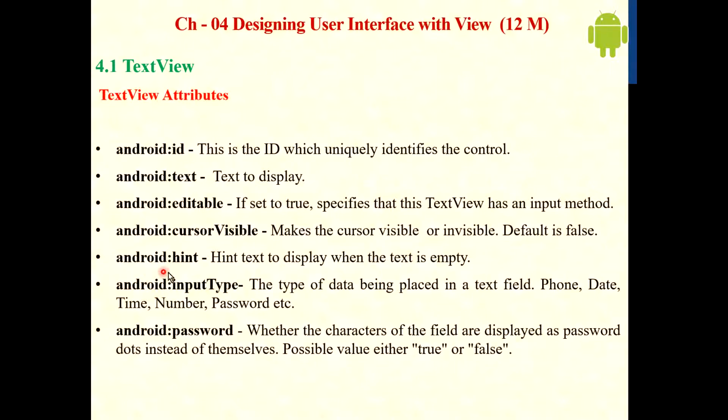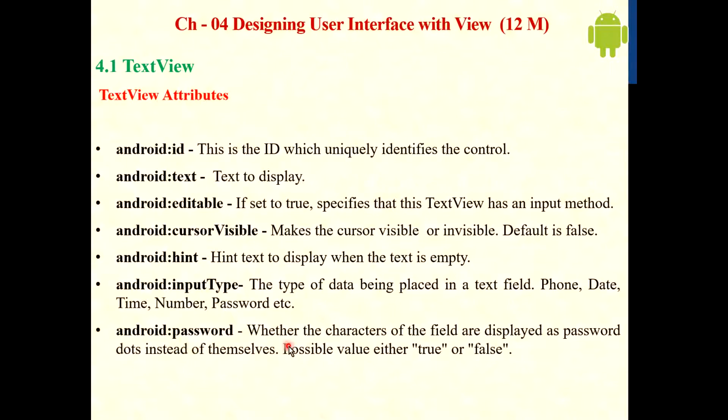The next attribute, android:hint. Hint is the text to display when the text is empty. If you pass some text here, then it is displayed in light color in your TextView. For example, I create one TextView and inside that I create a hint, enter your name below. Then it is displayed in that TextView. The next, android:inputType, the type of the data being placed in the text field. Text, phone, date, time, number, password. So you can set the input type according to requirement.